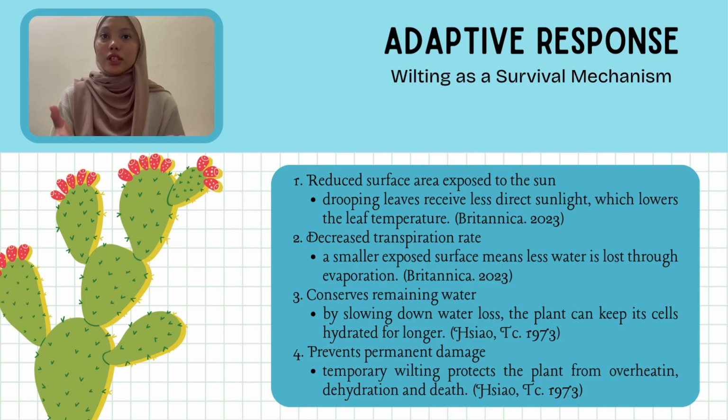This is very important, especially during very hot or dry weather, when the plant is losing water faster than it can be absorbed. So, the third point is that wilting allows the plant to conserve the water that is still inside its cells. By slowing down the rate of water loss, the plant can maintain hydration for a longer period of time. This helps the plant avoid severe dehydration.